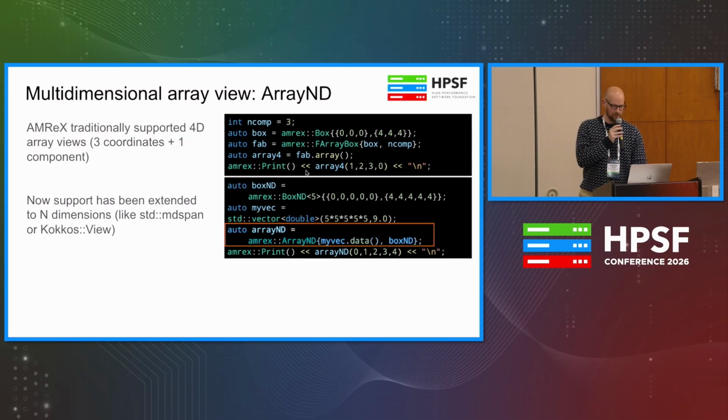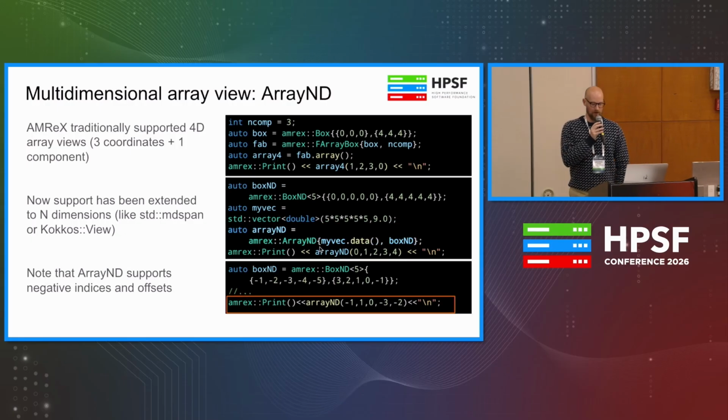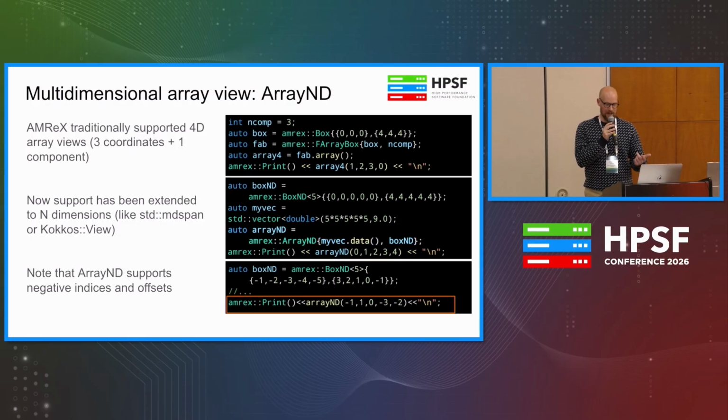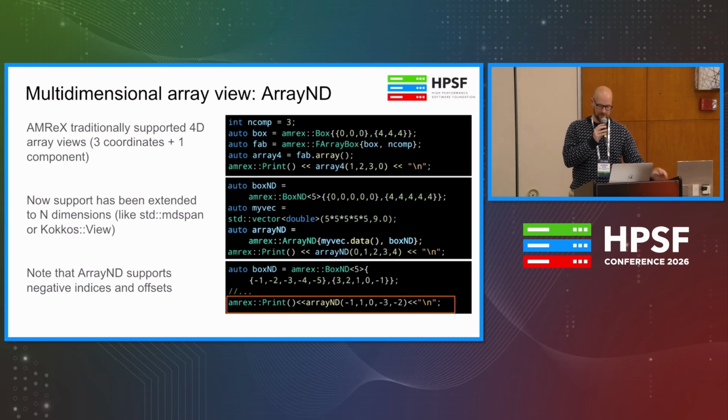We now have support for N dimensions, like a standard mdspan or a Kokkos view. Here's us defining a 5-dimensional box and a data pointer, and then using that to create the view. A thing about this is it supports negative indices and offsets, which we find are very nice when you're doing stencil calculations and you need to access ghost cells and things like that. We had some support for things like this, but this has unified it into one syntax for doing it.